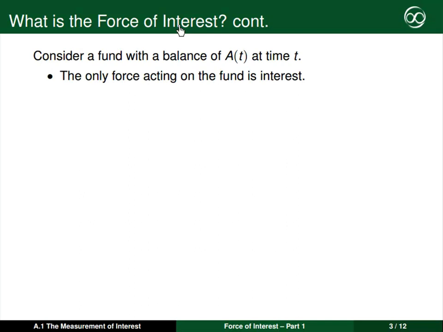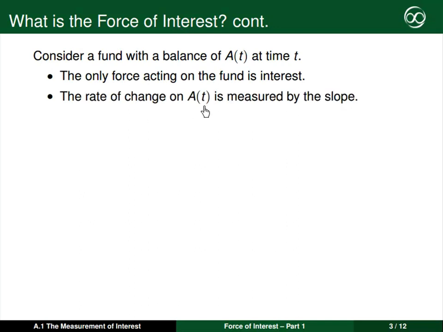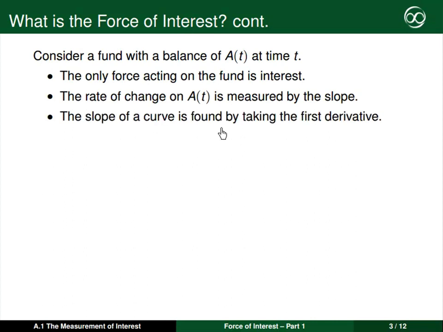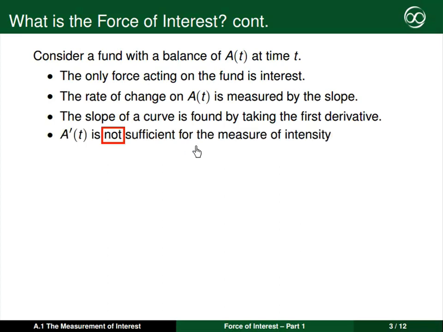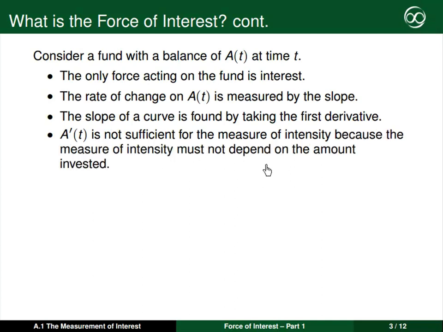Now, if we're trying to measure this for a single moment in time, we might think, hey, what about the slope? The rate of change on the accumulation function is measured by the slope. And to find the slope of a curve, we take the first derivative, if you remember from Calculus 1. Now, does that mean the force of interest is just the first derivative of the accumulation function? No, that's not sufficient for the measure of intensity. Why not? Because the measure of intensity must not depend on the amount invested.